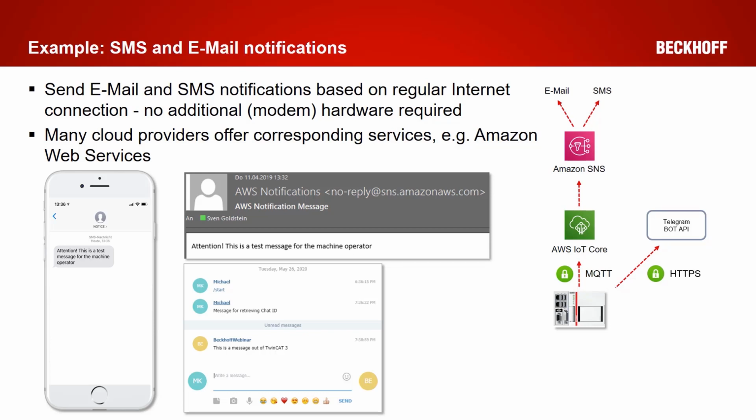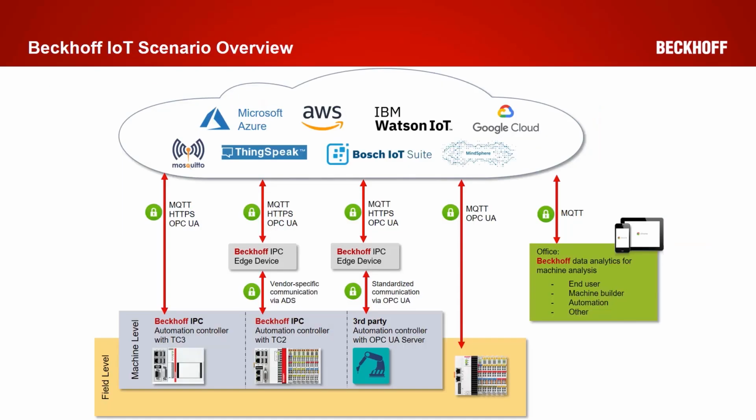So really nice functionality. Coming back to our IoT scenario overview, we have also introduced lately a new cloud service from Beckhoff, which is called TwinCAT Cloud Engineering. And of course, this TwinCAT Cloud Engineering service, which is all about hosting TwinCAT in the cloud, can also connect via MQTT, HTTPS, or OPC UA to all those different cloud service providers to get the data, forward the data, store the data, analyze the data. So whatever you have in mind for your machine project.